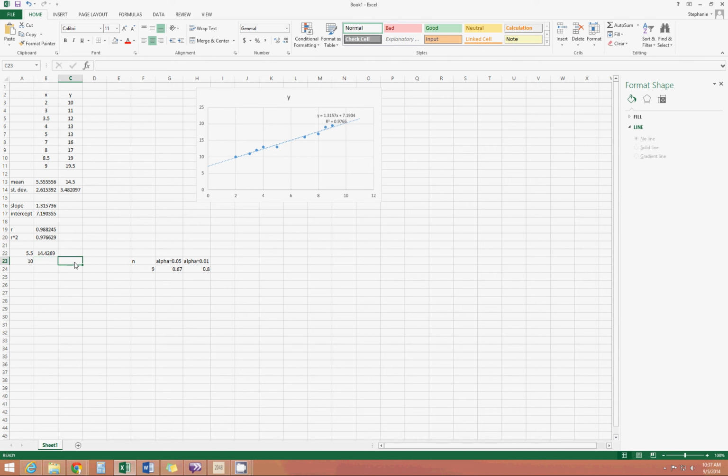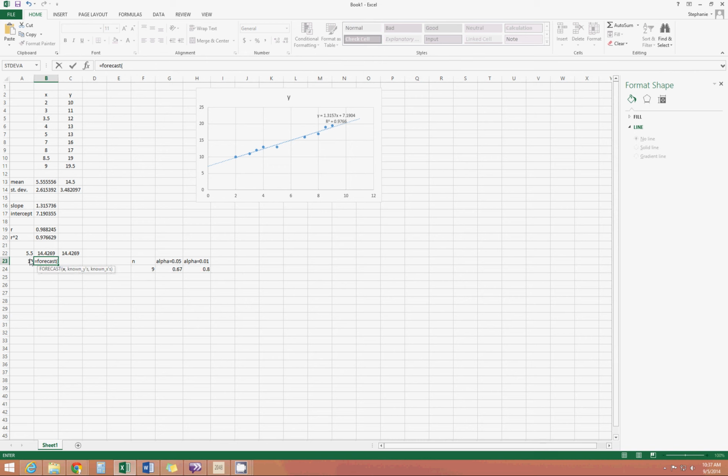But there's also another way. What if we didn't want to use the Excel formula? We already have the equation of the line. We could use that. So I'm going to do that first with the 5.5. We know the slope. We're going to multiply that by our x and add our intercept. And notice I get the exact same answer. So you can either use forecast or you can use the equation of the line.